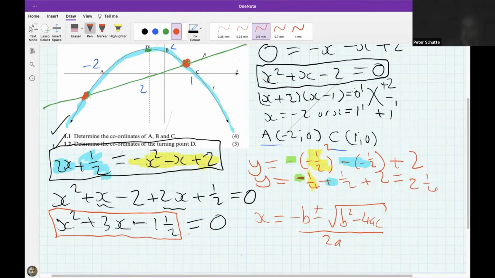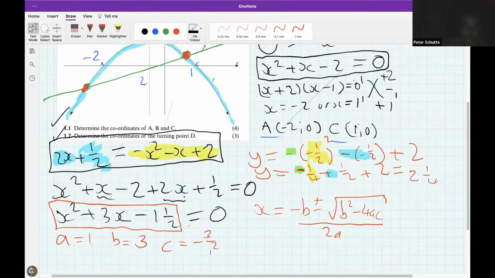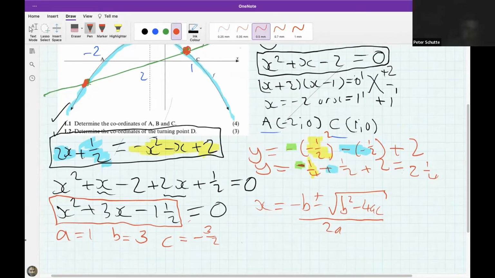So in my equation, A is 1, B is 3, C is -3/2. And so I want to find, what are my answers? What is x going to be equal to? Because of time, I'm going to let you guys do this and hopefully we all agree and then we know what the answer is there.